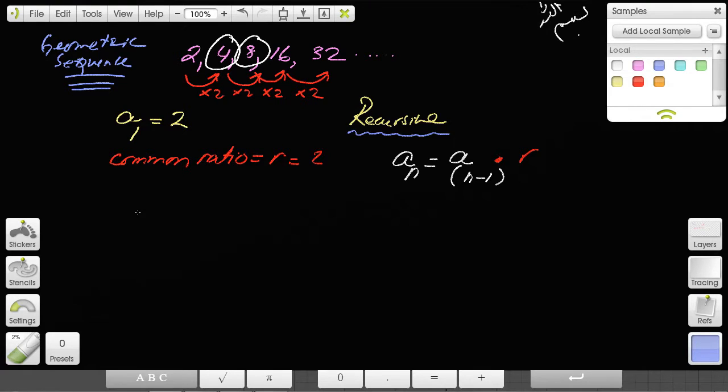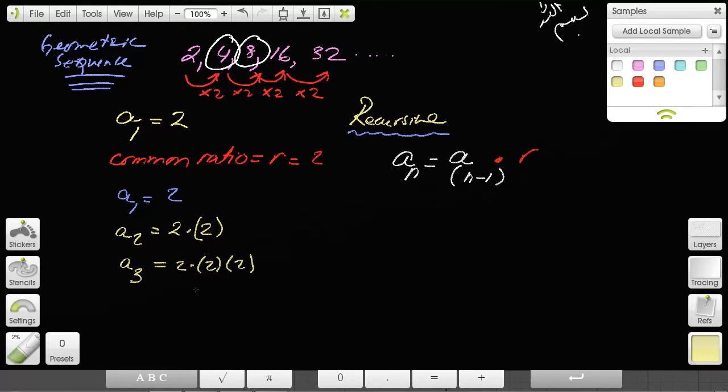A sub 1, as we said over here, was 2. Let's use the example from here. How did we get the second term? We got the second term by taking the first term and multiplying by 2. That's this 2 over here. And we got the third term by multiplying the second term, which is 4, by 2 again.